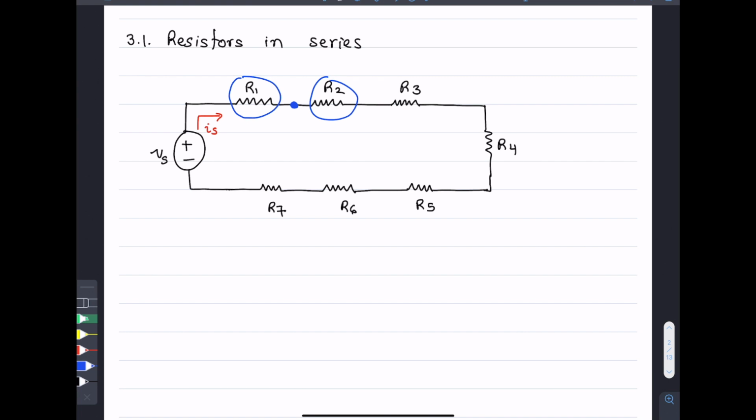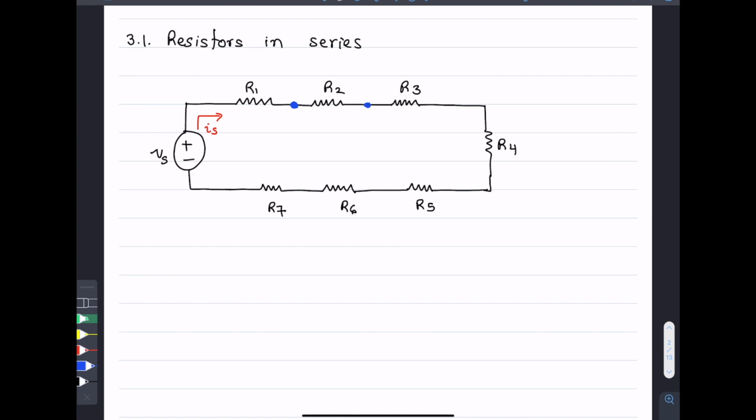Okay, the two resistances R1 and R2, they are in series because they are connected at a single node, and then there is nothing else connected to that node. So R1 and R2 are in series, and so are R2 and R3. As a matter of fact, all the 7 resistances that you see, R1, R2, R3, R4, R5, R6 and R7, these are all in series.